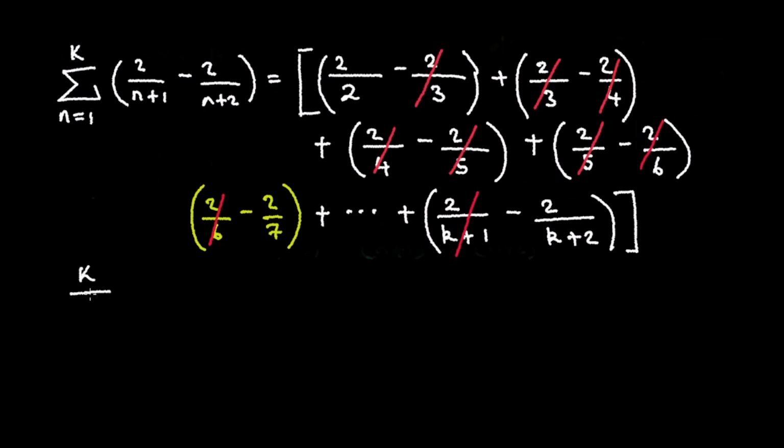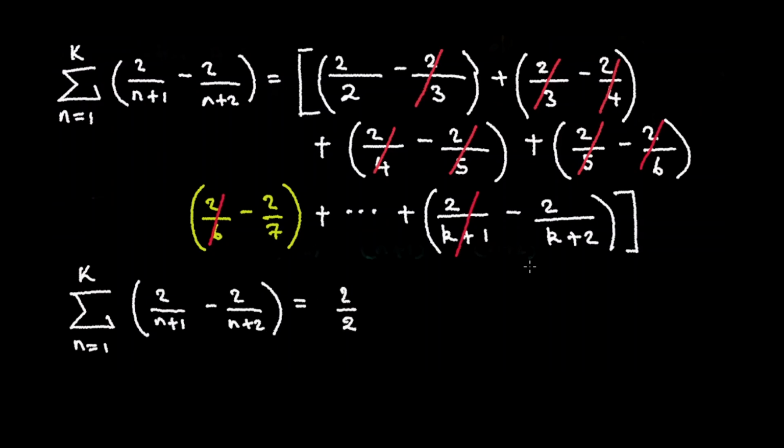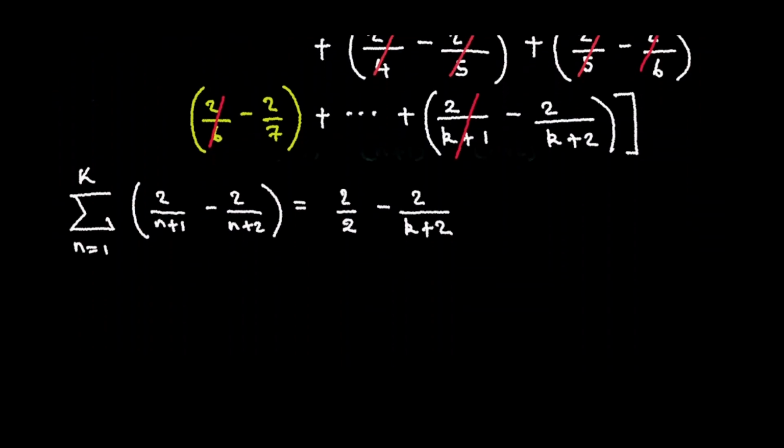The sum from n equals 1 to k of 2 over n plus 1 subtracting 2 over n plus 2 is equal to the first term, 2 over 2, subtracting the last term, 2 over k plus 2. Once that is done, we can now just simplify this fraction. How do we do that? 2 over 2 is 1, so it's 1 minus 2 over k plus 2.